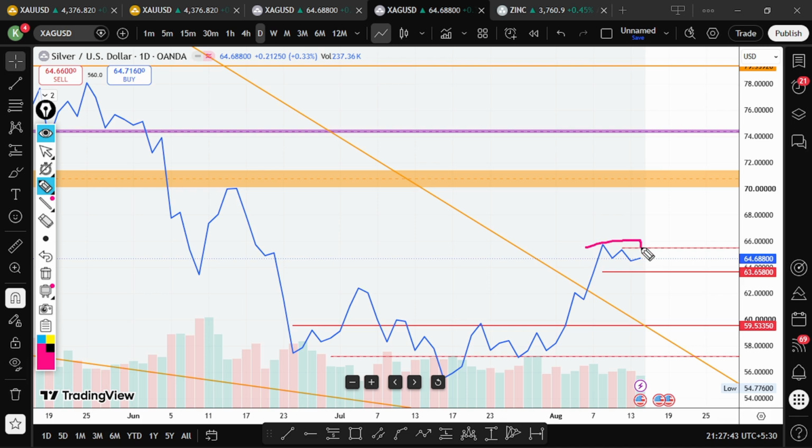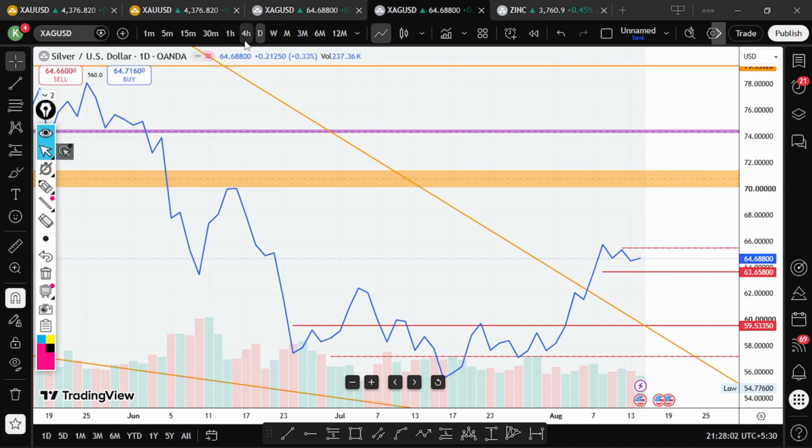On this sideways range, this is the upper horizontal resistance and this is the lower horizontal support, and the price has been taking rejections from the support as well as from the resistance and trading sideways since then.